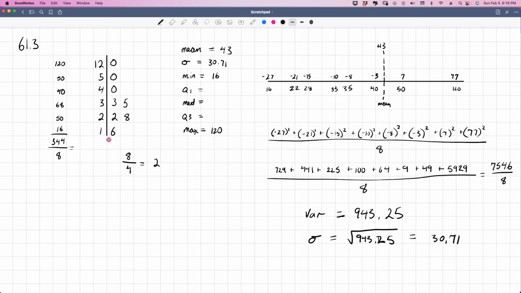So I can already see my first quartile is going to be 16 to 22. My next quartile is going to be 28 to 33. My next quartile is 35 to 40, and my final quartile is 50 to 120, because each one of these is going to be 2 numbers of the quartile. So that's going to help me a lot when I need to do my box and whisker plot, which I'm going to do right now.